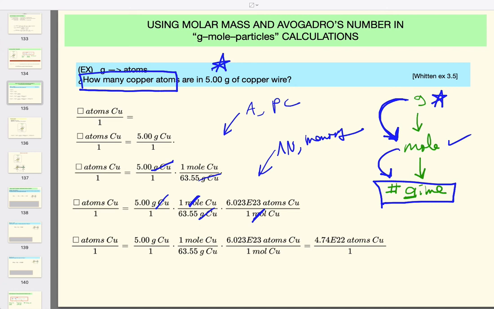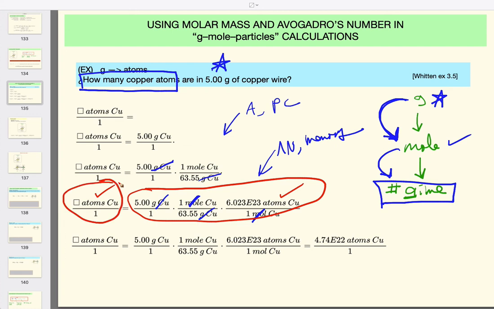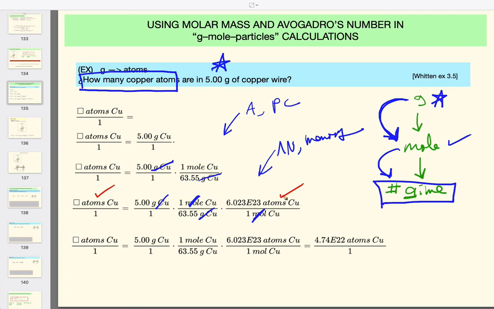The only way to get moles to go away from the top is to put it in the bottom. Notice that the only unit that I have left standing at this point is atoms of copper. And what am I looking for? Atoms of copper. At this point, I'm ready to pick up my calculator, and no point before now. This is the signal that says it's time to pick up your calculator: the unit on the right side of the equal sign is exactly equal to the unit on the other side of my box. When I pick up my calculator, I multiply this out and I get 4.7 times 10 to the 23rd atoms of copper.